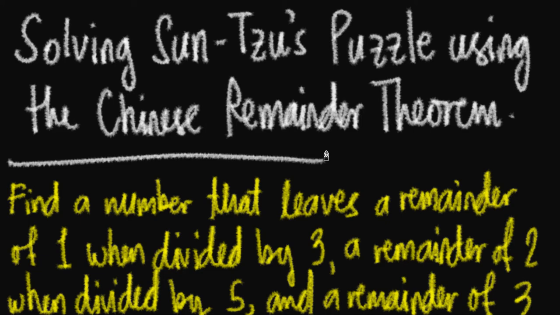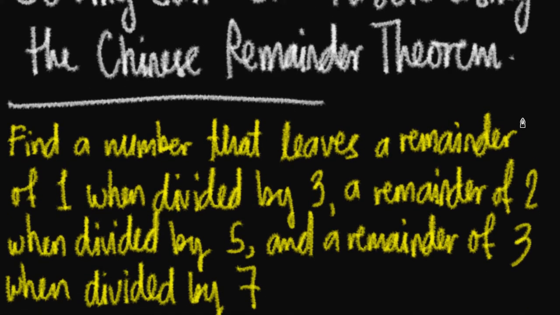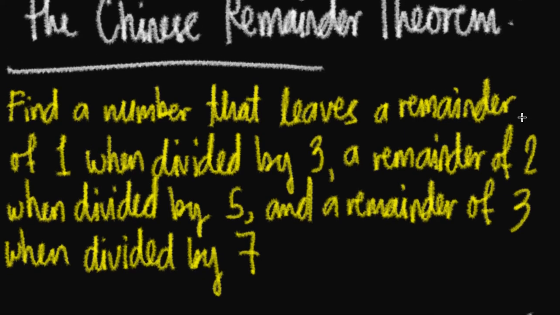So one particular example, which is very close to our hearts, is the Sun-Tzu's puzzle, which we solved by iteration two, three videos ago. And this time we're going to apply the Chinese remainder theorem to solve it. So let us first recall the Sun-Tzu's puzzle written in his book way back then in ancient China. So the puzzle goes this way: find a number.